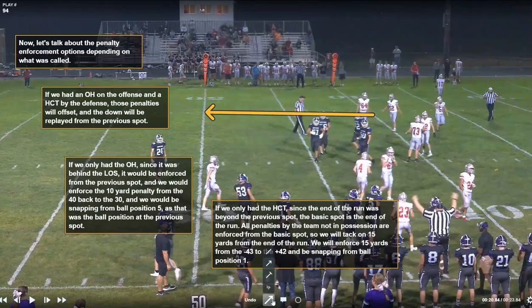Okay? Sorry. If we only have the hold, since the hold was behind the line of scrimmage, it would be enforced from the previous spot. We would go previous spot, 40, position 5. We would go back 10 yards, and we would have first down and 10 over again from position 5. The ball was in, the runner was in bounds, so the clock would wind on the ready for play, and we'd have a 25-second clock.